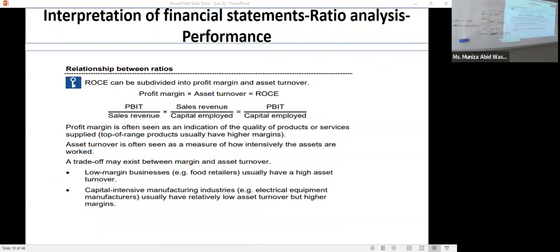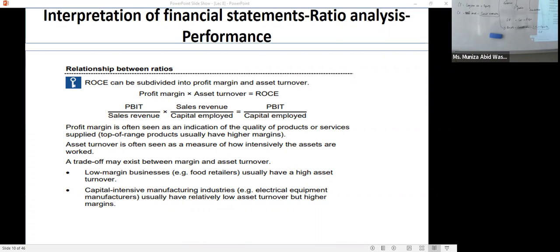Now, sometimes in the examination, a multiple choice question on this slide can be asked. That is the relationship between ratios. They can give you any 3 or 4 figures out of this formula and ask you to calculate the rest. So you should also know that profit margin multiplied by assets turnover is equal to the return on capital employed. If you take a product of profit margin and asset turnover, you will get the return on capital employed. What is return on capital employed?